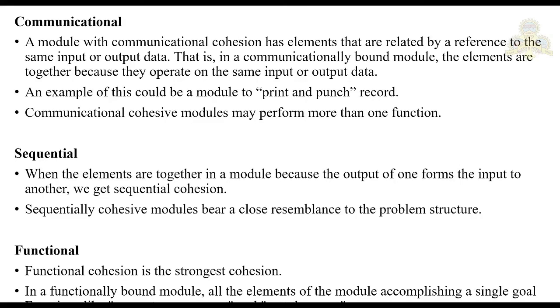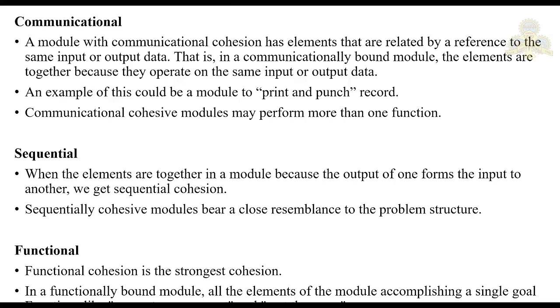Okay. The next one is communicational cohesion. A module with communicational cohesion has elements that are related by a reference to the same input or output data. That is, in a communicationally bound module, the elements are together because they operate on the same input or same output data. You have a module, and it operates on the same input or same output.